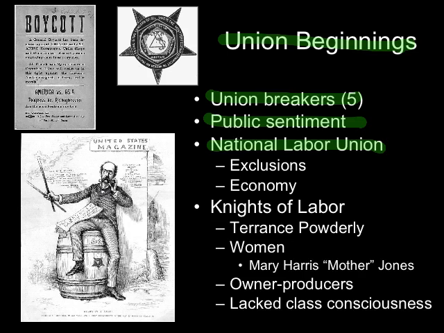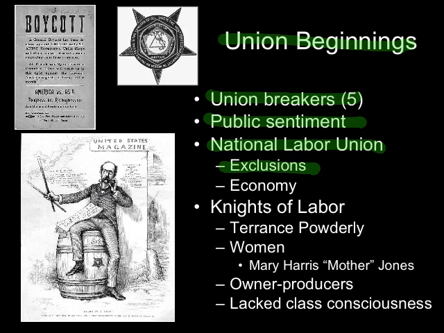Good idea. Didn't really work in practice, though. They accepted skilled and unskilled workers, meaning skilled, you've learned a trade, you're a carpenter, you're a plumber, you're a mason, you're a blacksmith, you're whatever, and unskilled, meaning the factory workers who don't know a particular trade. So they took both skilled and unskilled laborers, but they excluded a lot of people.